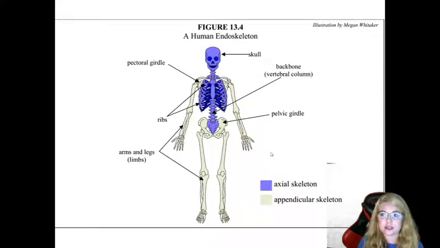And you can see that here, they've put blue for the axial, the skull, the thoracic cage, and the vertebral column, and they've left it yellow for the appendages of the appendicular skeleton. Okay.